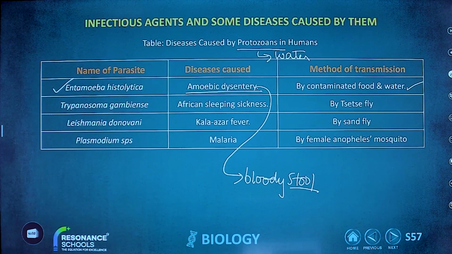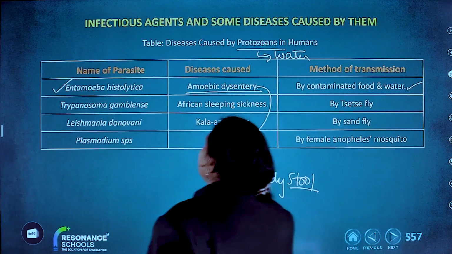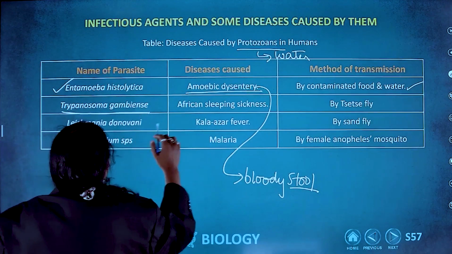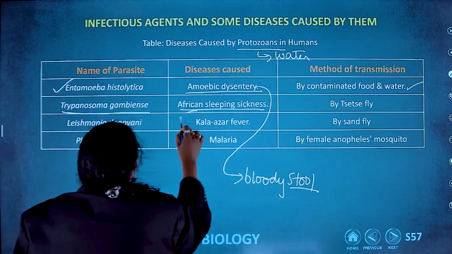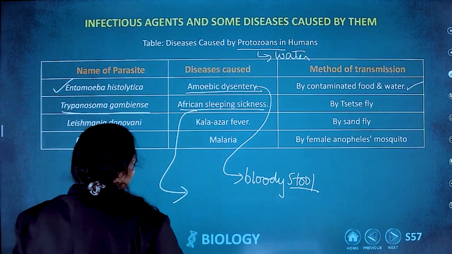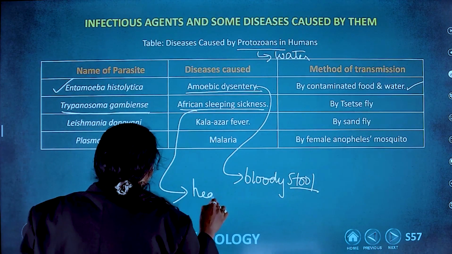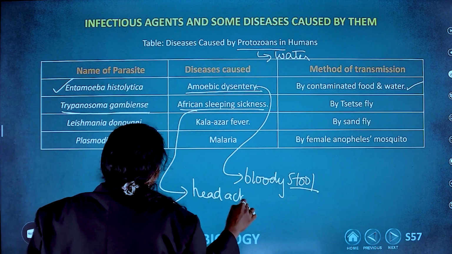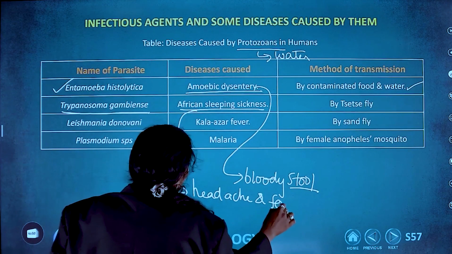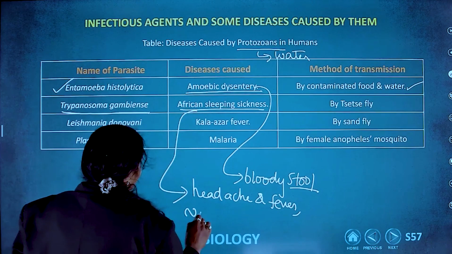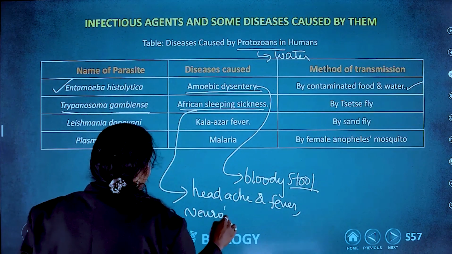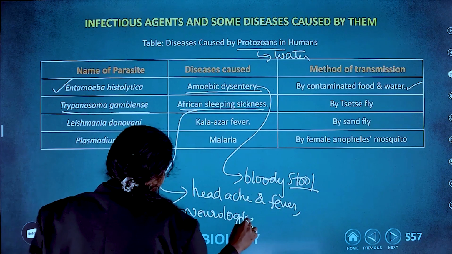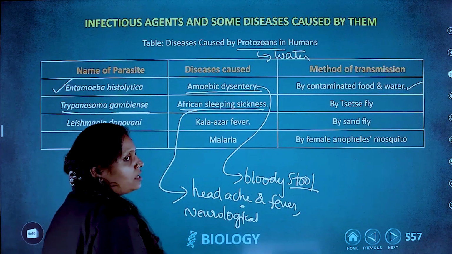So the second one is Trypanosoma gambiense. It causes African sleeping sickness. What are the symptoms of this African sleeping sickness? Headache and fever, and neurological problems. What are neurological problems? Nerve disorders. If neurological problems are identified and treated, the person is safe.